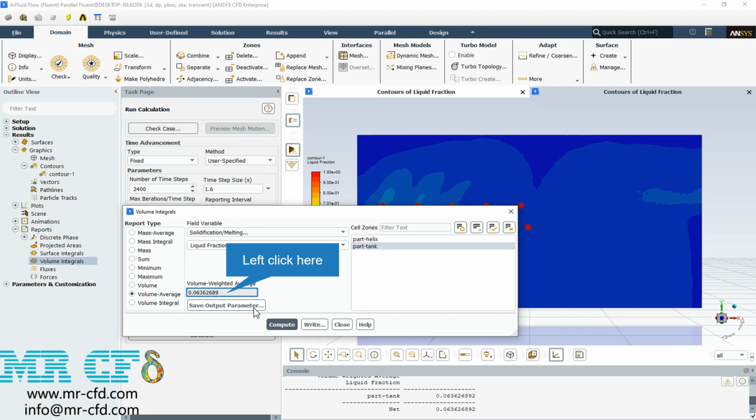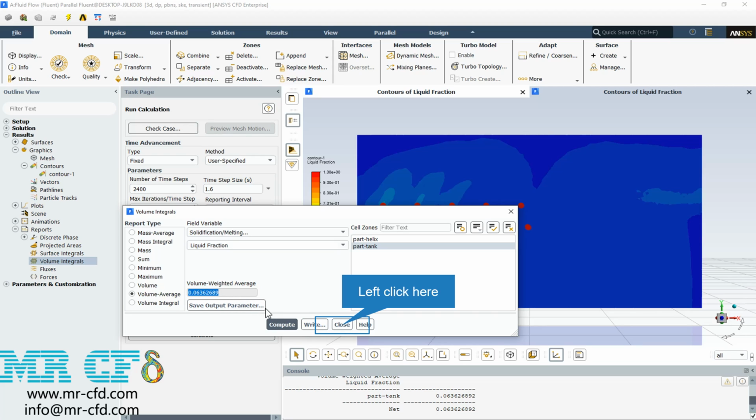Following this way of volume integral and volume average, we can check every field variable. Suppose that we are going to obtain the liquid fraction after this time interval in the whole tank, and the liquid fraction is equal to 0.063 almost. At the end of the solution, and when the simulation is completely done, the liquid fraction of the tank will be equal to 1.